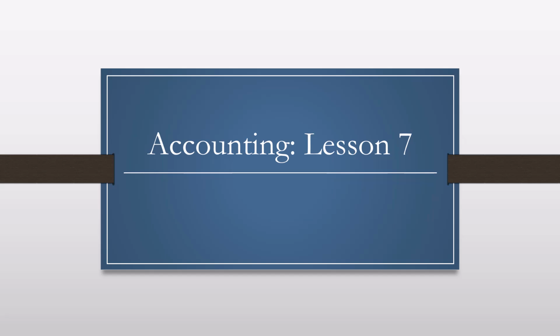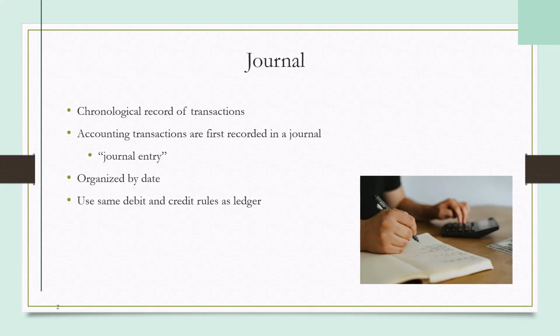In this video, I'm going to talk about journal entries. A journal is a chronological record of transactions, and you would record transactions here first. Any transactions you record here would be called a journal entry. And then once you record the transaction here, you would copy it over to the ledger.